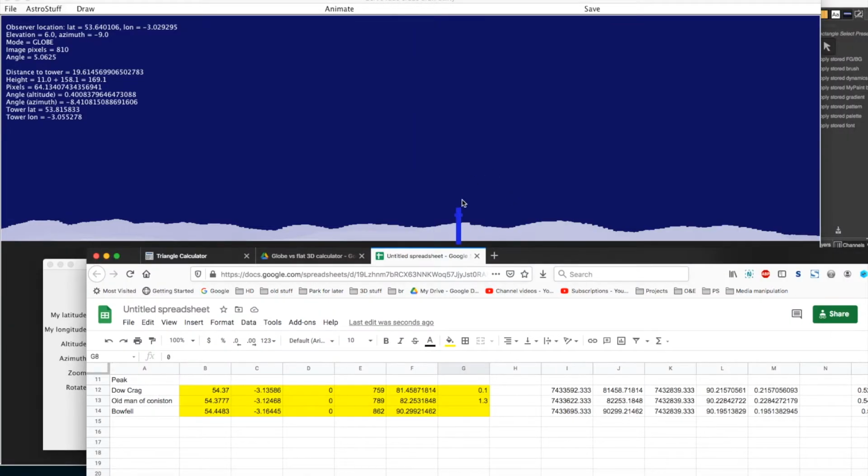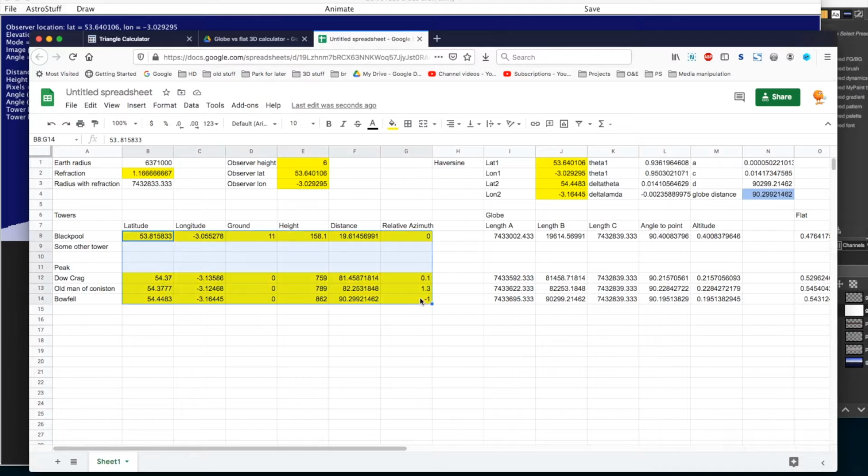In this case, I specified Dow Crag as having a relative azimuth of about 0.1 degrees. This is just an example to show how the rest of the calculations are done. It doesn't have to be an exact value in this case. And then I've got Old Man of Coniston over here with a relative azimuth of about 1.3. I would estimate this as being a relative azimuth of -1. At this point, I've entered all of the data.